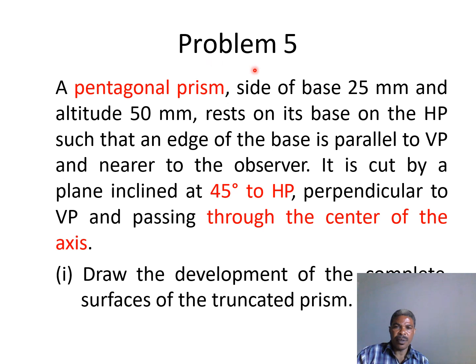Another problem, problem 5, is the case of now a pentagon prism, side 25 and altitude 50 millimeters. There is a line of truncation at 45 degrees to the horizontal, perpendicular to the vertical plane, passing through the center of the axis. Center, you have to note here, center of the axis. So the axis for our prism of a height of 50, so it's going to be where? Let's see.